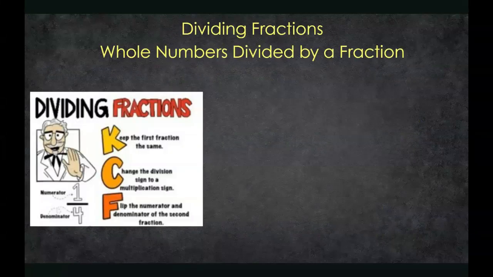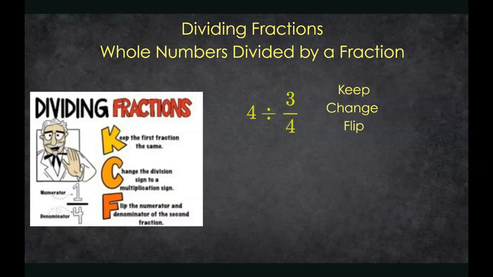So our strategy is KCF, and that stands for keep the first fraction the same, change the division sign to multiplication, and then finally flip the numerator and the denominator of the second fraction. So in our first example, we have 4 divided by 3/4. I want to keep the 4 the same. I want to change the division symbol to multiplication, and then I'm going to flip 3/4 into 4/3. So this is what it's going to look like.